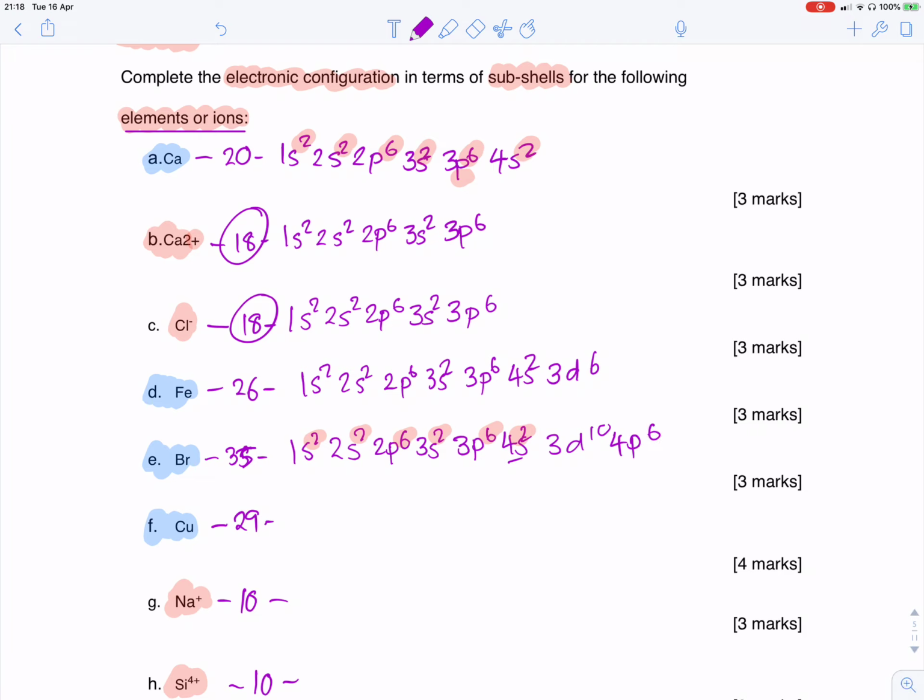Okay, then for 29, copper is 29, but there's something special about copper on the 4s, and we're going to find out when we get there. So it's 1s2, 2s2, 2p6, 3s2, 3p6. Instead of 4s2, we have 4s1. Okay, so far we have 2, 4, 10, 12, 18, 19. So we need 10 more. And we're going into 3d. So it's going to be 3d10. And voila.